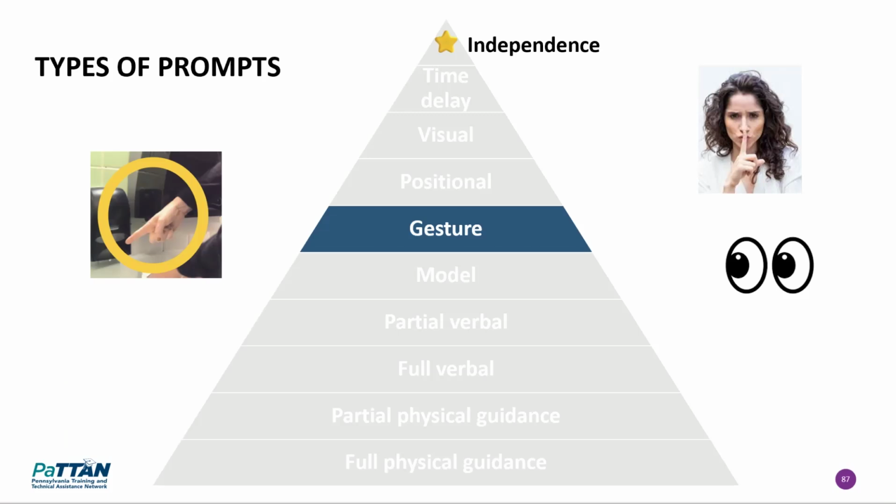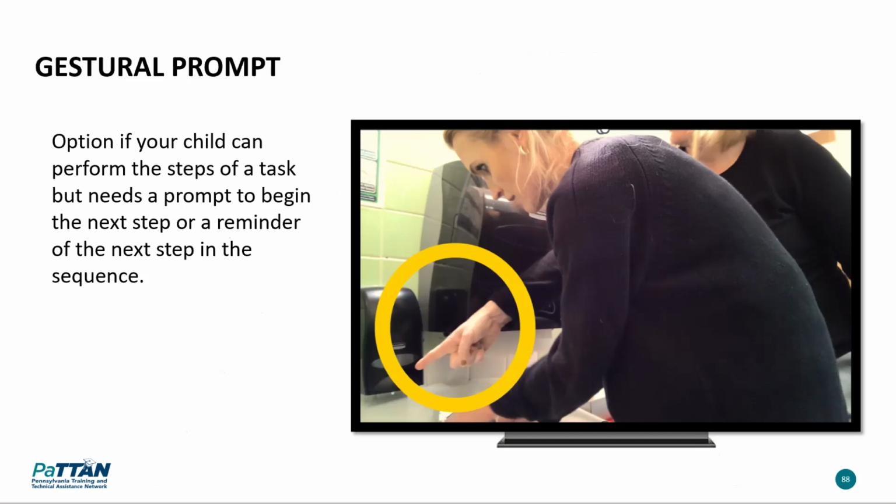All right, so a common gestural prompt is pointing, but it can really be any body movement that cues a response. It could be looking in the direction to cue someone to do something, or a hand motion. These tend to be more subtle, so they might not be enough to evoke that response. A gestural prompt might be a good option if your child can perform the steps of a task, but needs a reminder of the next step in the sequence, or just to help them begin the next step.